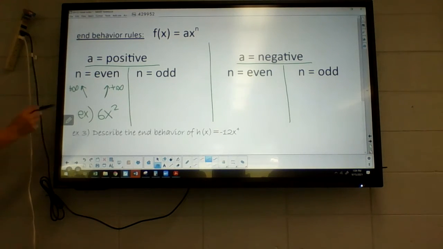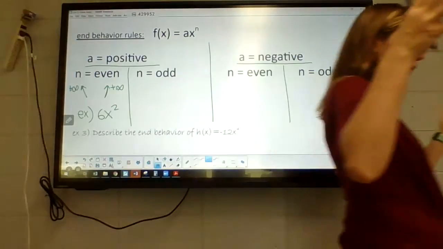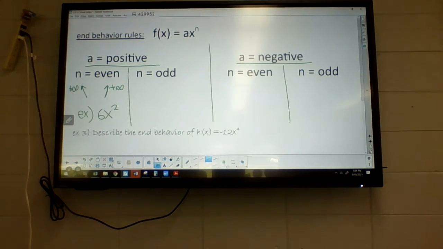Now, I left the middle of the graph open because that depends on the exponent. But if it's even, the ends will always look as I have it drawn.